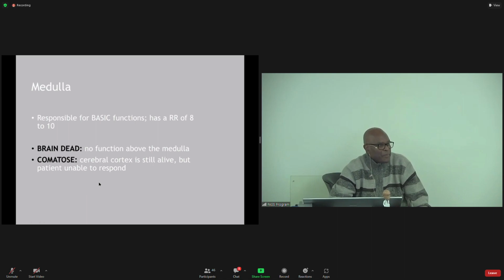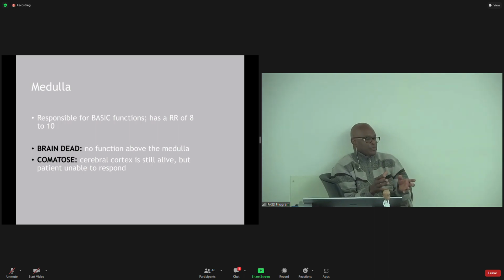Yes, Anna. The biggest regulator of basic respirations is the medulla. The biggest regulator as far as responding to the environment is your pons. It depends on how they phrase the question.